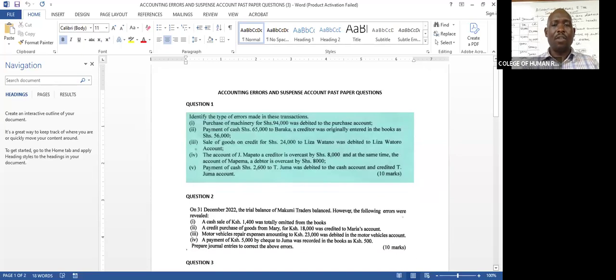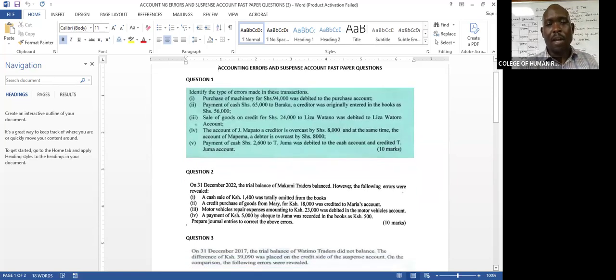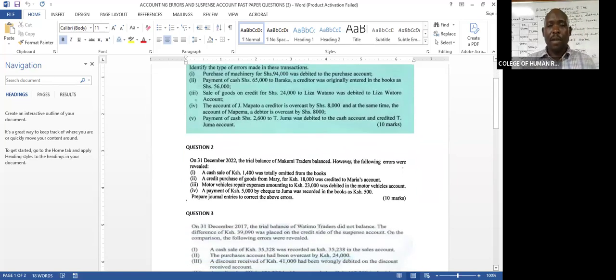That is all about that. You just mention, and actually by mentioning, you get 2 marks. The examiner was very generous with the marks. Just mentioning the error, you get 2 marks.